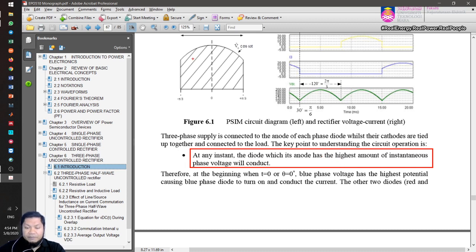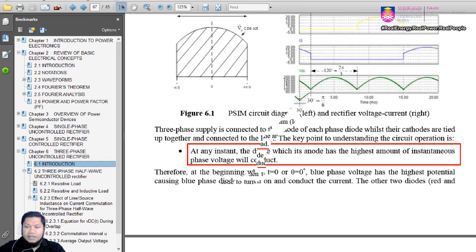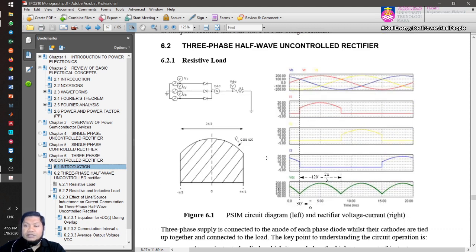So we have three-phase supply voltage. At any instant, the diode whose anode has the highest instantaneous phase voltage will conduct. So you look at any instant, any point, then we look at which supply voltage is at its highest potential. So that will determine which diode will be on. Right? So let's do it together.